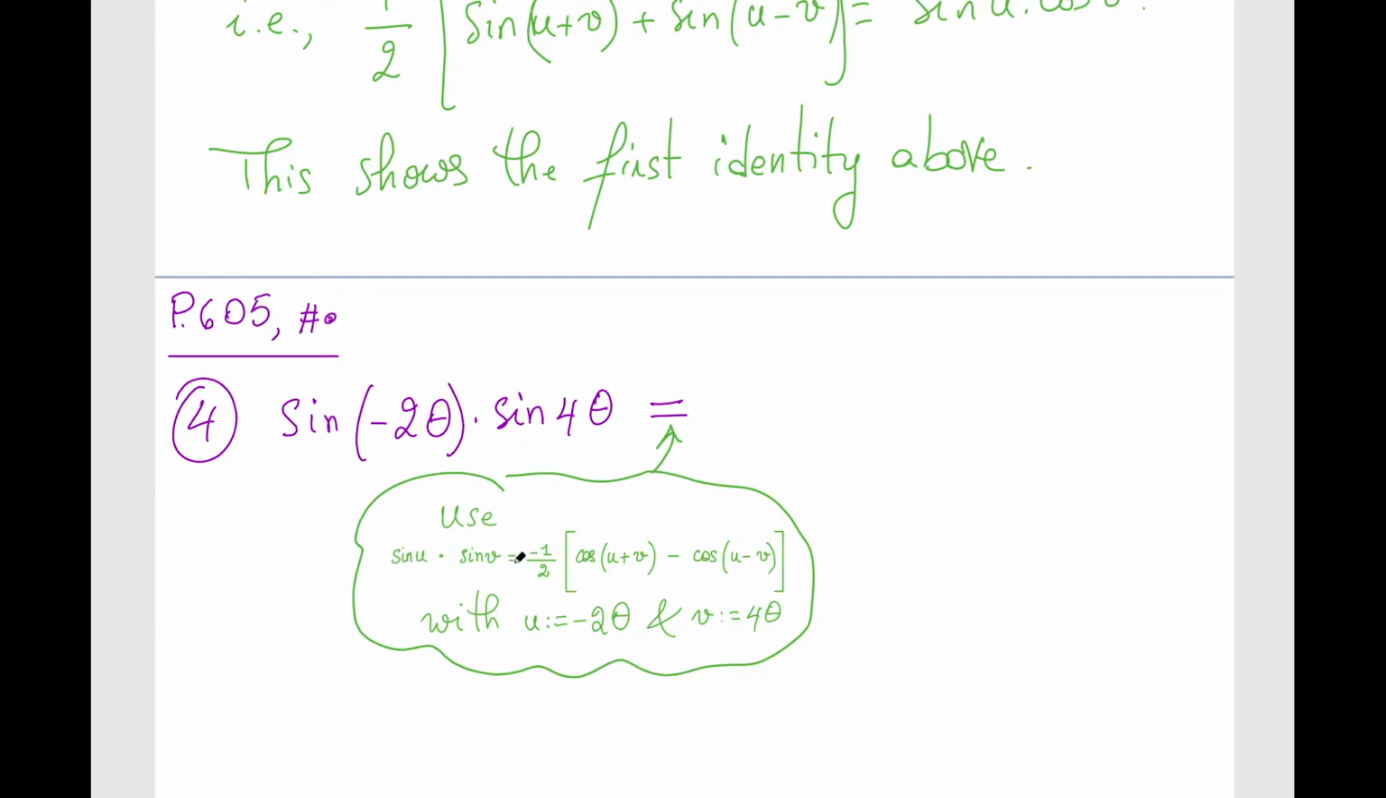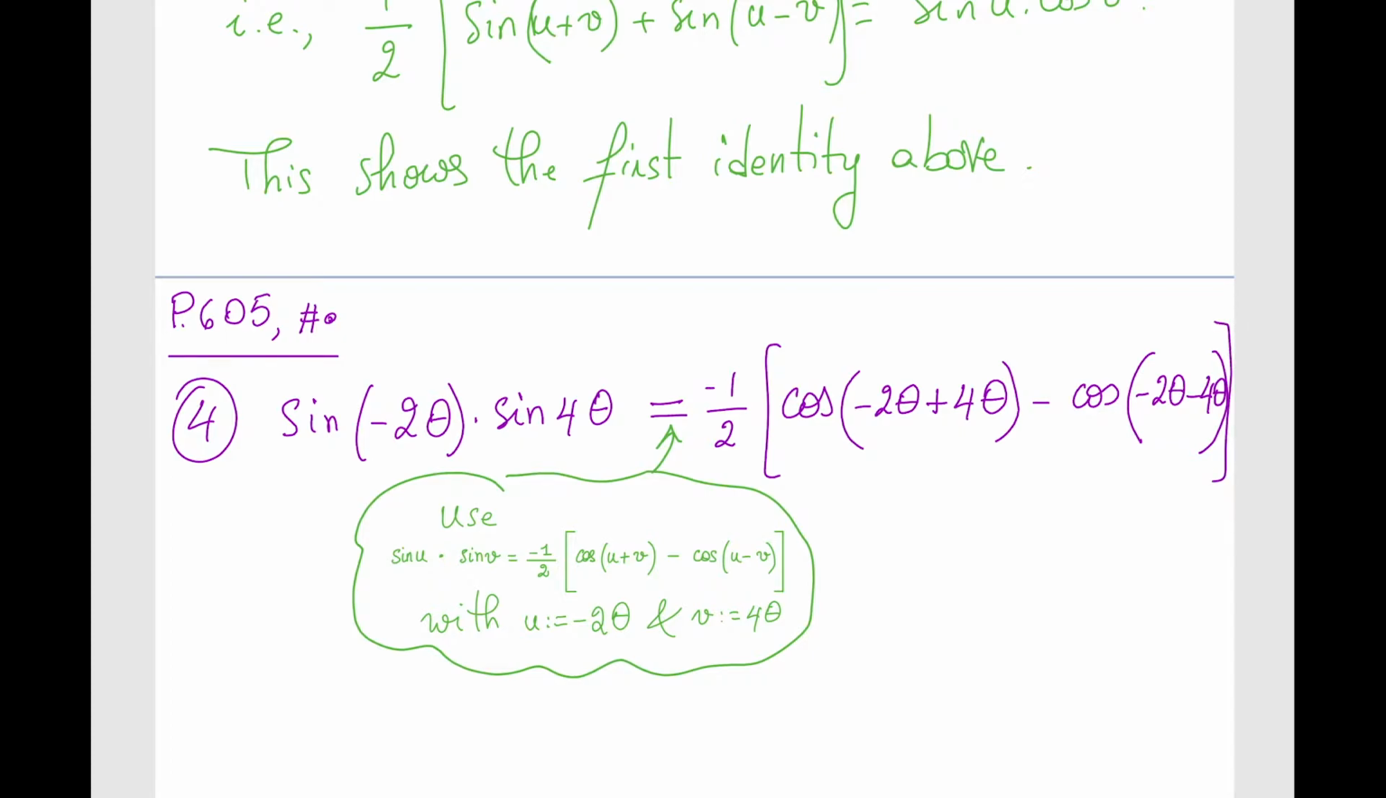So as such, I can rewrite this product as -1/2 times the quantity cosine of u plus v, and the u is -2 theta, plus the v, right? And the v is 4 theta. Agree with this? I'm just applying this. Minus cosine of the difference between u and v. And the difference is going to be -2 theta minus 4 theta. And we have the parentheses and a bracket.